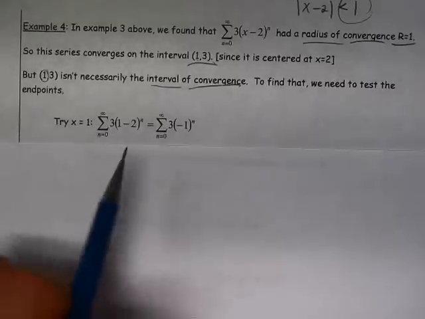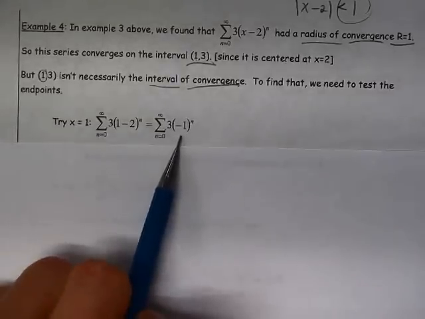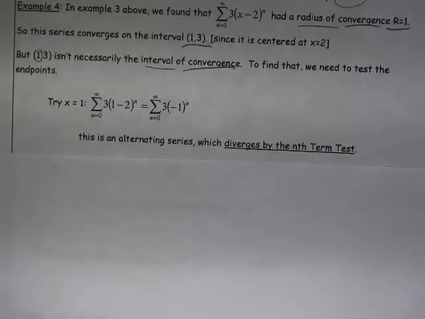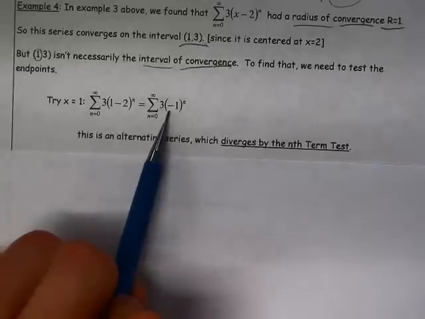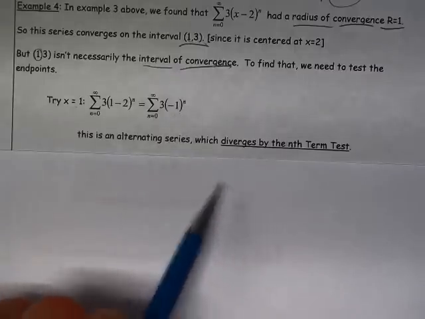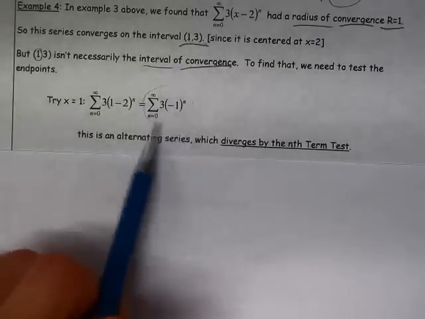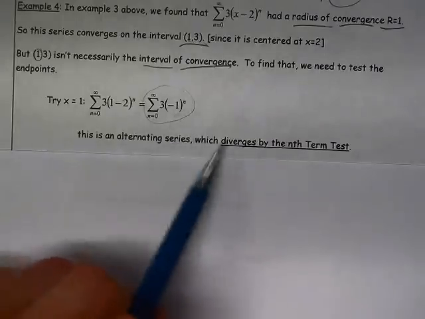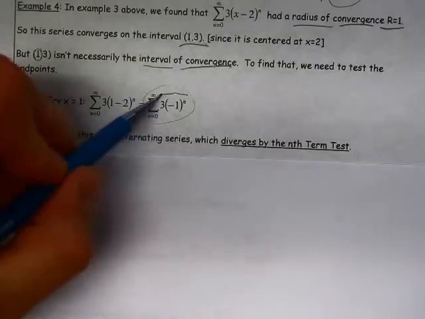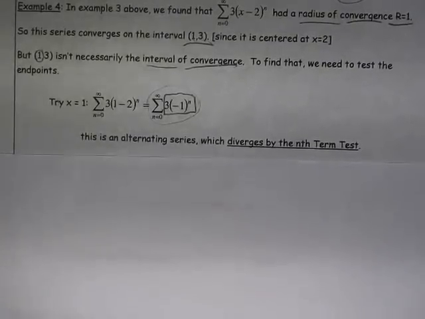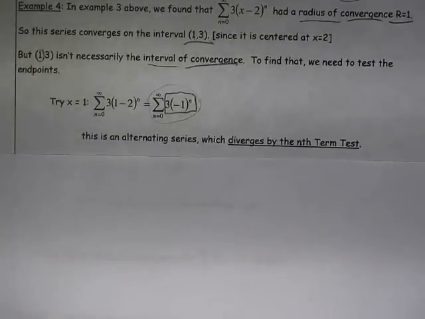So when we test the endpoints, we're actually going to plug x equals 1 in, and we get this series. For x equals 1, our series x minus 2 to the n becomes 1 minus 2 to the n, which is negative 1 to the n. This is an alternating series, but it diverges by the nth term test. The limit of these terms does not approach 0.